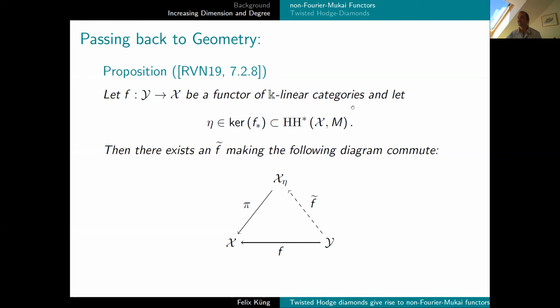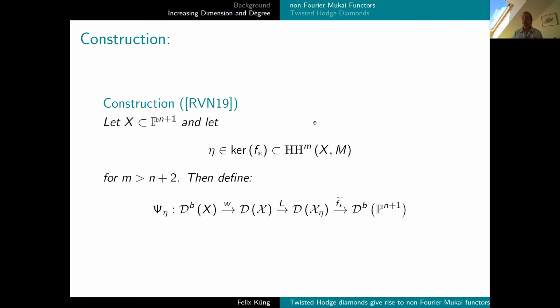Now, the tricky part is that we need to have eta in the kernel of the push forward in Hochschild cohomology. And Hochschild cohomology is never the easiest thing to compute. However, the complete construction is you take your bounded derived category, you make it into an algebraic category, you deform it and use this L, and then you go back to the geometric world. And that construction works in general for every m bigger than n+2 and every eta that's in the kernel of the push forward.